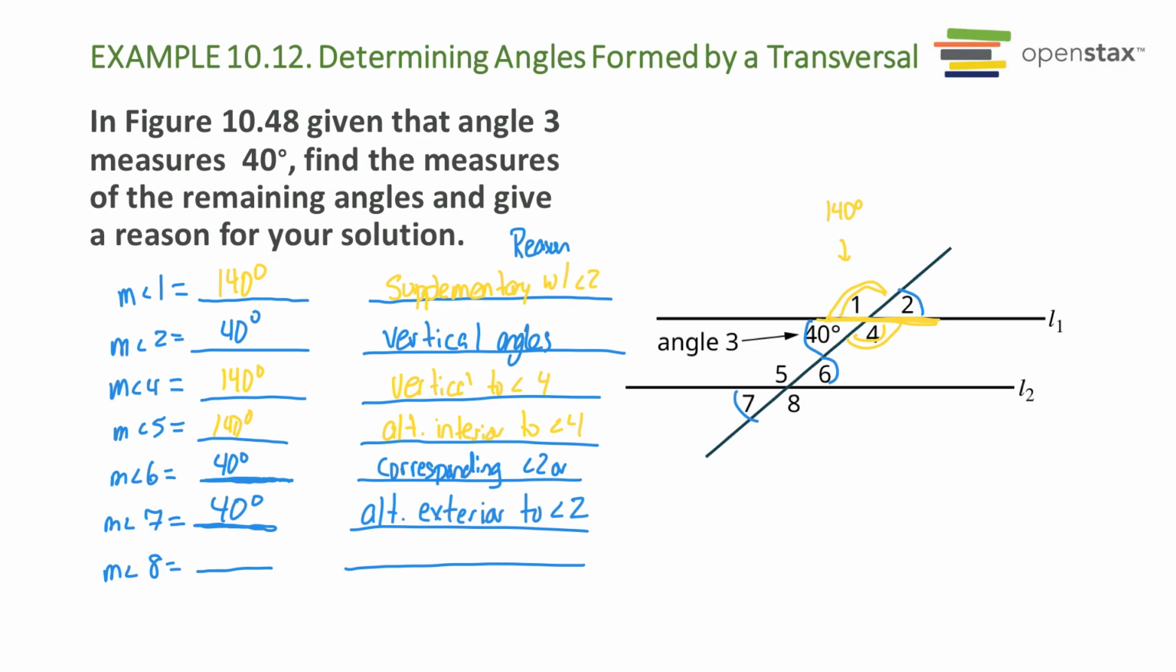And then 8 is also going to be 140 degrees because, actually several reasons, but 2 quick reasons: number 4 is corresponding, or sorry, 4 and 8 are corresponding. And that gives us all of the angles in one go. And again, each one of those could have separate reasons. The point is, are you using the correct reason? There could be multiple for each one.